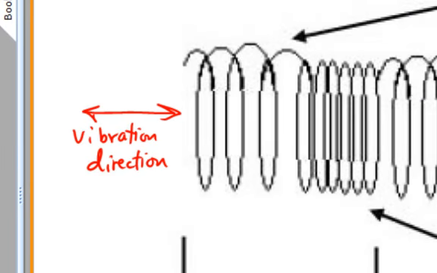You can imagine that I've grasped the left edge of this spring and I'm shaking it back and forth parallel to the horizon, so the horizontal. But that's also the direction that the disturbances are traveling. They're traveling towards the right here.